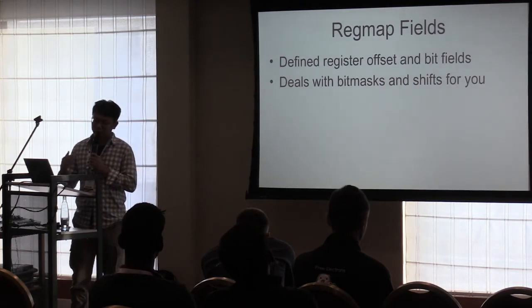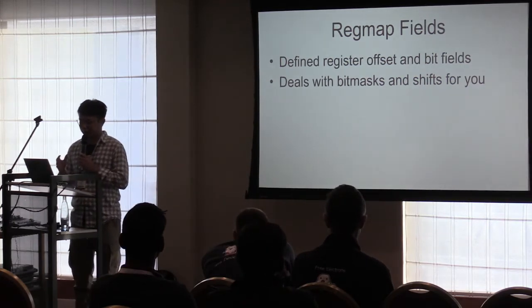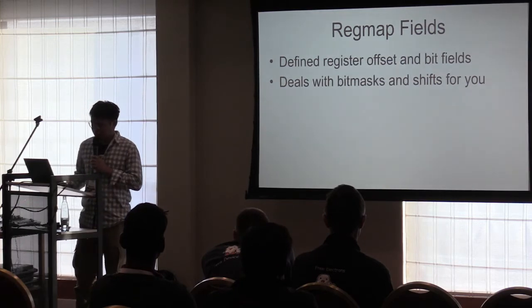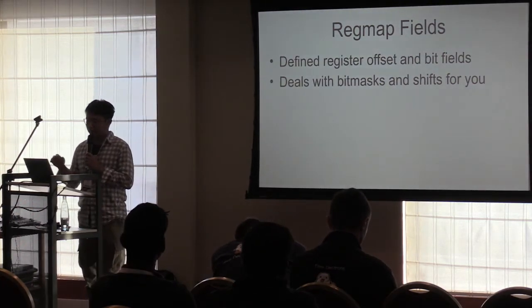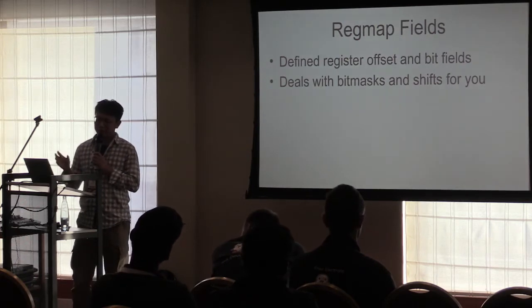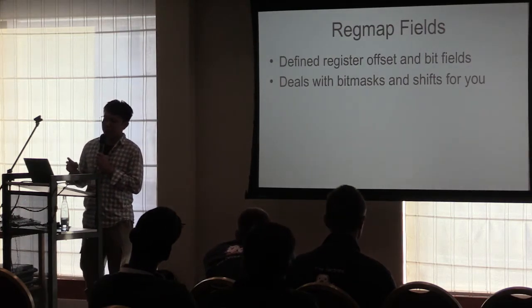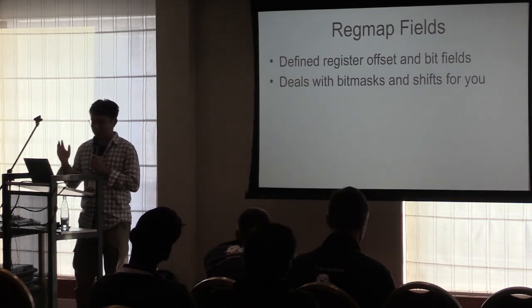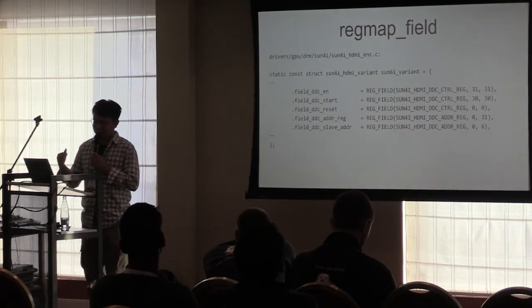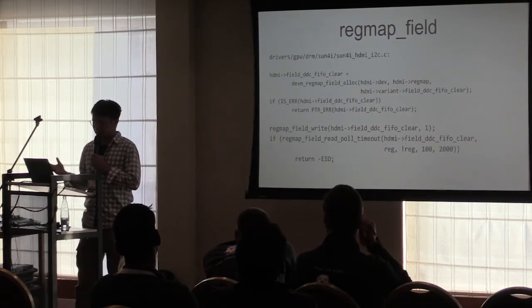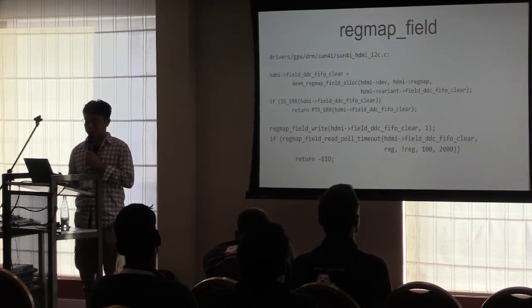Now, if you have something more complicated, like bit field changes, or you want something that's cleaner, you can use regmap fields. A regmap field defines the offset of the register in the regmap, and the bit field parameters like the bit field's shift and width, and it handles these bit masks and shifts for you, so you don't have to have the left shift or right shift in your code anymore. So first, you define your register fields, and then you instantiate them, and then you just use the instantiated regmap fields to do your access.